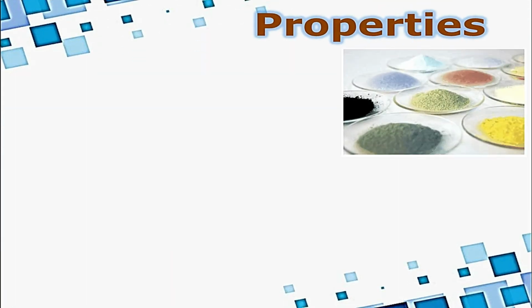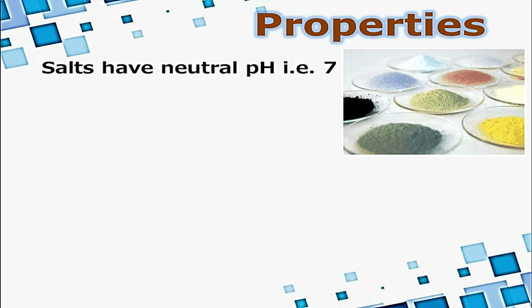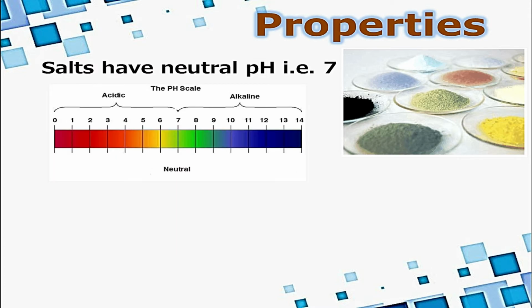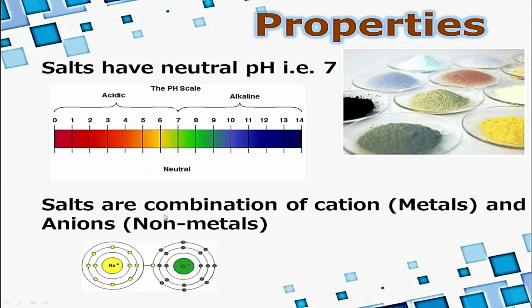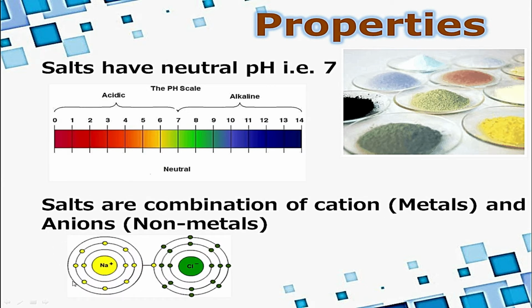Now we'll discuss some properties of salt. First of all, salts are neutral to pH, means the pH value is 7. So on the pH scale, you can see over here the pH value lies. Salts are combination of cations which come from metals and anions which come from non-metals. Metals are electropositive in nature. Whenever they combine with another element, they always donate their electrons, whereas non-metals are electronegative in nature, they gain electrons.